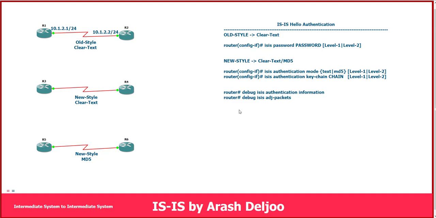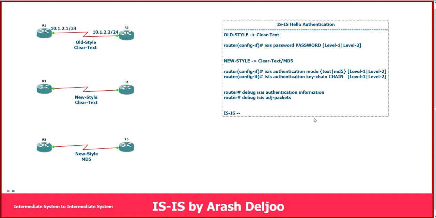This means that if you want, you can enable authentication, for example for neighborship. If authentication is enabled, the routers should pass it. If you don't enable authentication, you don't need to pass authentication. But if you enable authentication, you need to pass it for establishing neighborship. But before starting the authentication configuration, let me talk about authentication specifically in IS-IS.